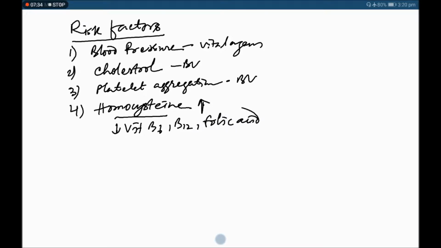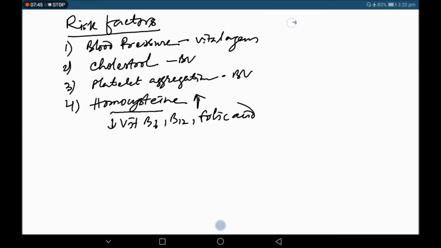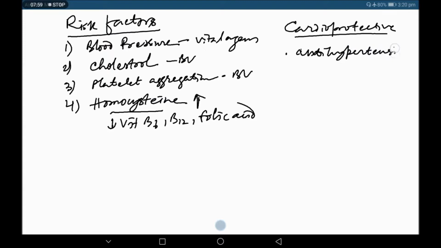If these risk factors are balanced, then we can call it a cardioprotective drug. So cardioprotective drugs include antihypertensives, which reduce the blood pressure, and may include drugs like diuretics. Diuretics are the drugs which increase the urine volume, so the blood volume decreases and the blood pressure decreases.